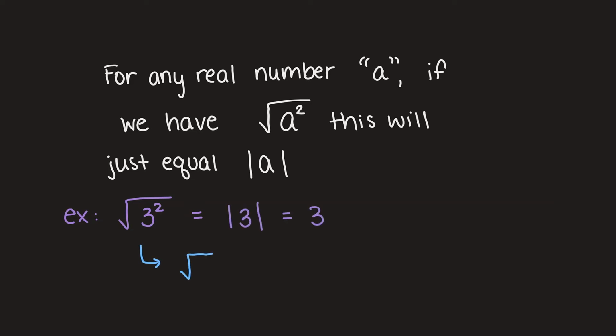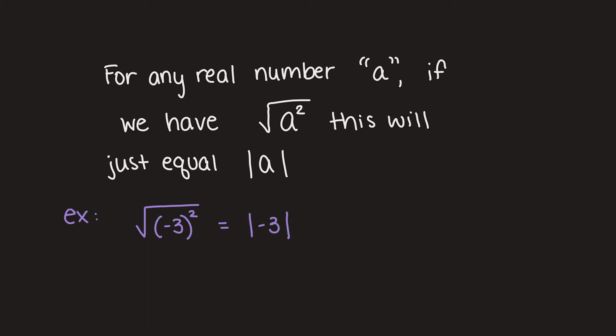And this is because if we simplify the radicand first, we get positive 9, and the square root of 9 is just positive 3. And then for this example, the square root of negative 3 quantity squared will equal the absolute value of negative 3, which is just positive 3. And again, this is because if we simplify the radicand first, we also get positive 9, and then the square root of positive 9 is just positive 3.